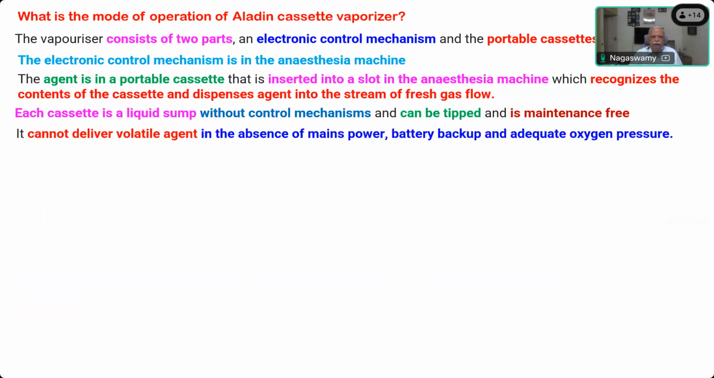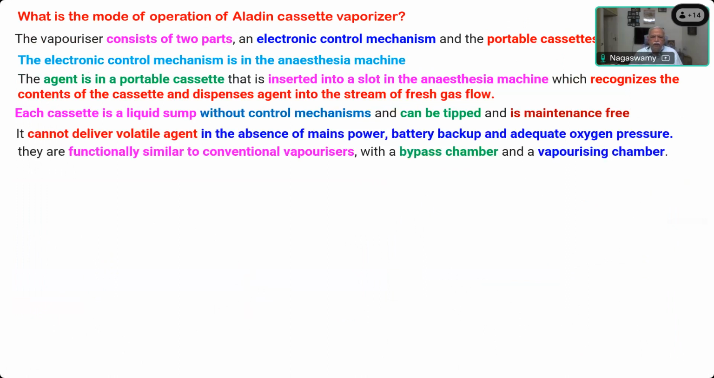And it cannot deliver volatile agent in the absence of mains power, battery backup, or adequate oxygen pressure. All these three are important. Power is important and pressure is also important. And they are functionally similar to conventional vaporizers like bypass chamber and vaporizing chamber.